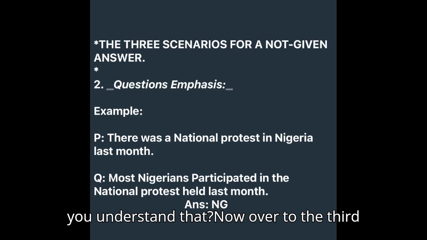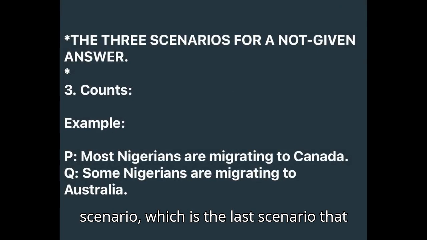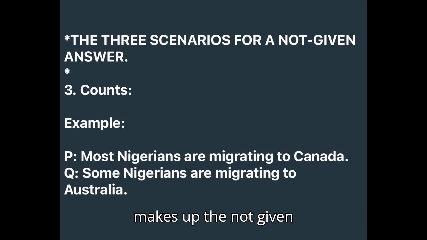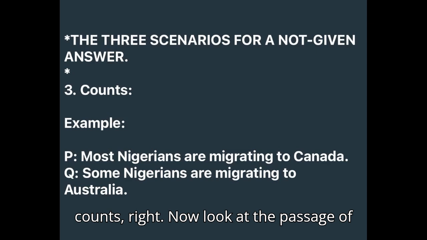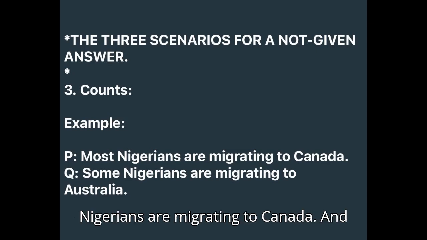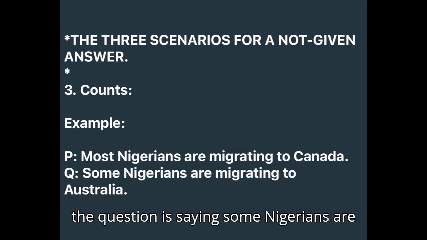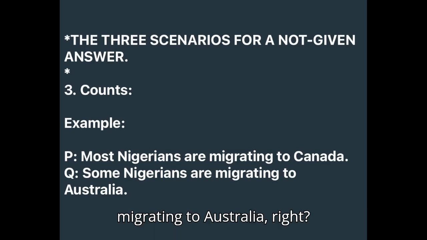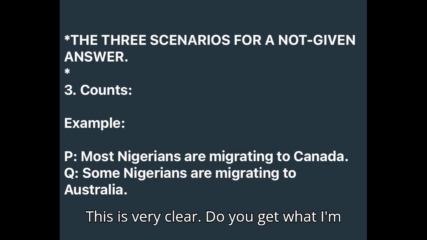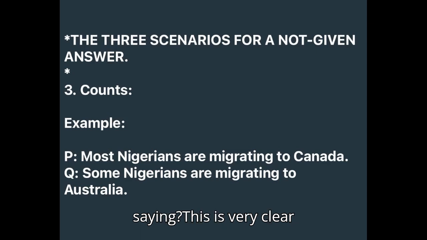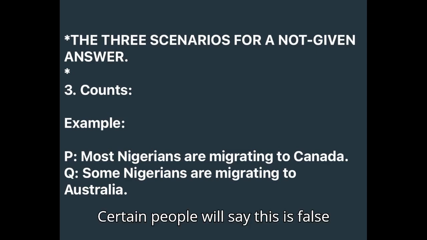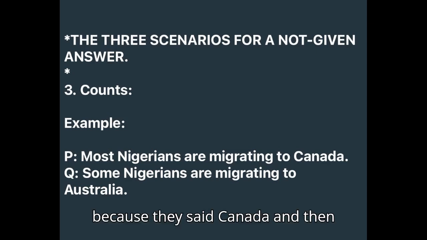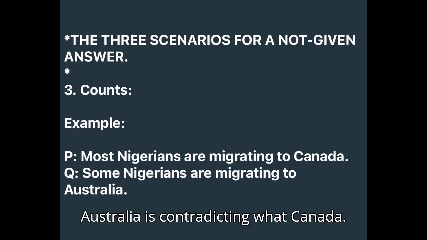Do you understand that? Now, over to the third scenario, which is the last scenario that makes up the not given answer, which is count. I call it counts. Now, look at the passage and the question. The passage says most Nigerians are migrating to Canada. And the question is saying some Nigerians are migrating to Australia. This is very clear, because Australia was not given, Australia was not provided, they provided Canada. Do you understand? Certain people will say this is false because they said Canada and then Australia is contradicting Canada.